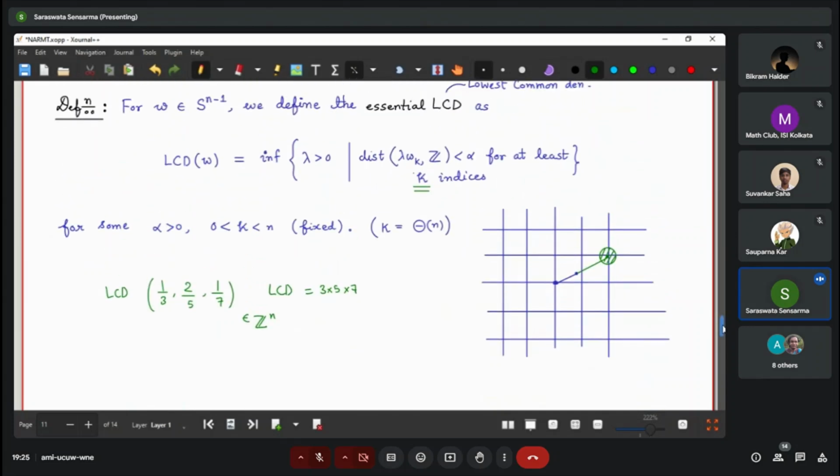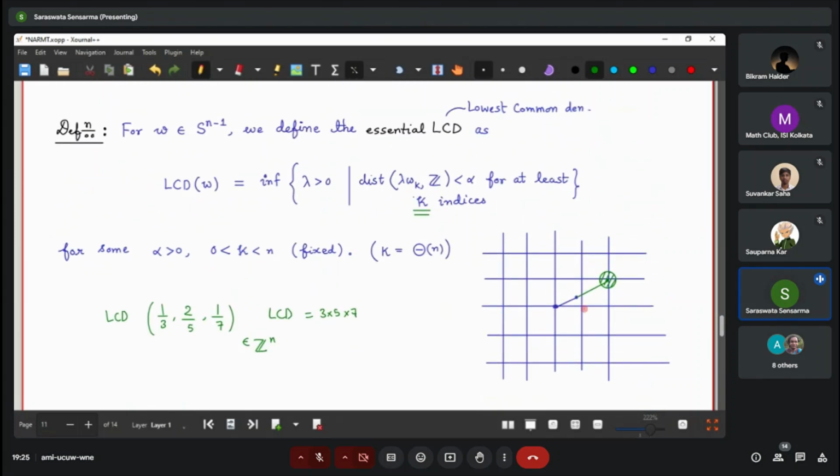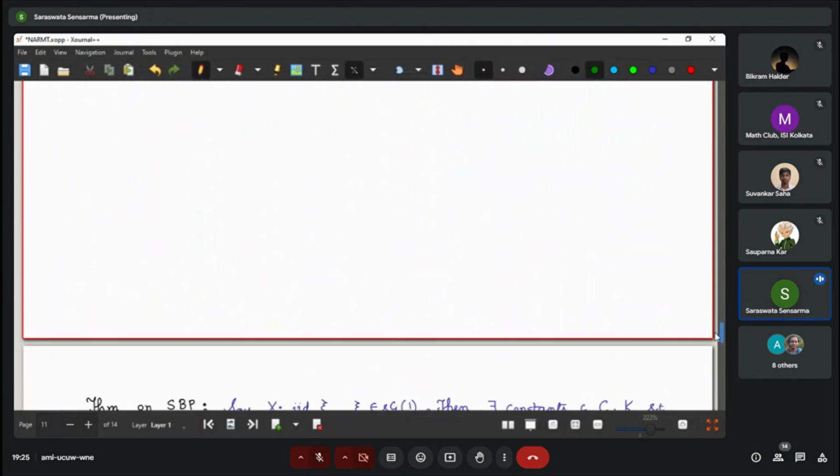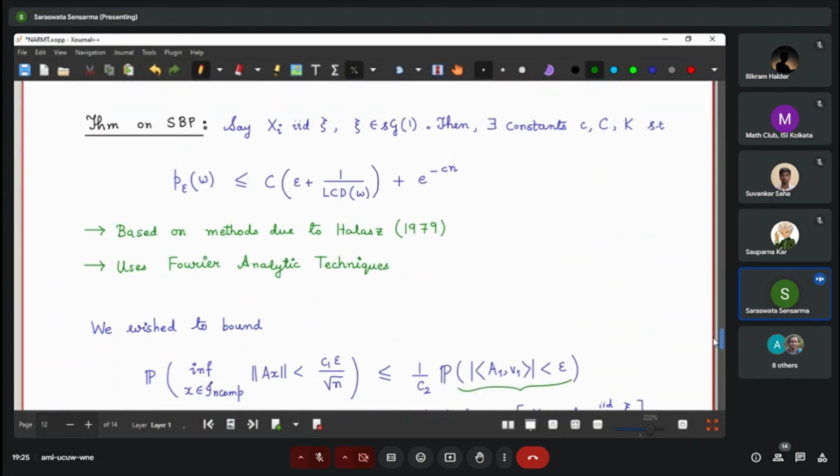And once we have done that, this essential LCD is the deciding factor. This will decide whether we see a behavior like this or a behavior like this in case of general sub-Gaussian random variables. And then we get to this theorem on SVP. This is a rather recent result, although the seeds were sown by Halas back in 1979.